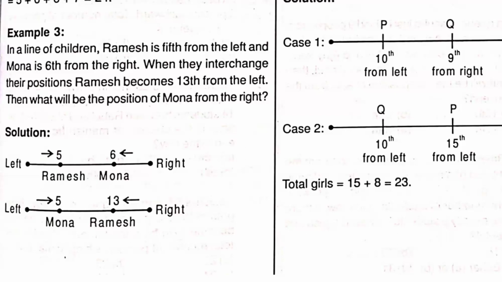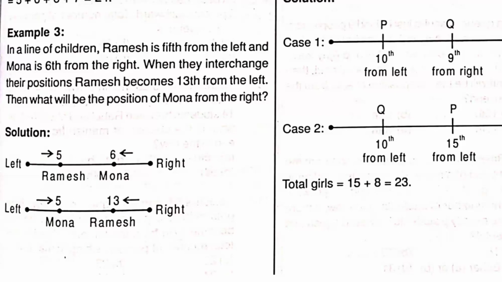So in example number 3, what is given? In a line of children, Ramesh is 5th from the left and Mona is 6th from the right. There are two persons over here. One is Ramesh, who is sitting 5th from the left. That means what we are considering? A linear row where Ramesh is sitting 5th from the left end and Mona is 6th from the right. This much clear?